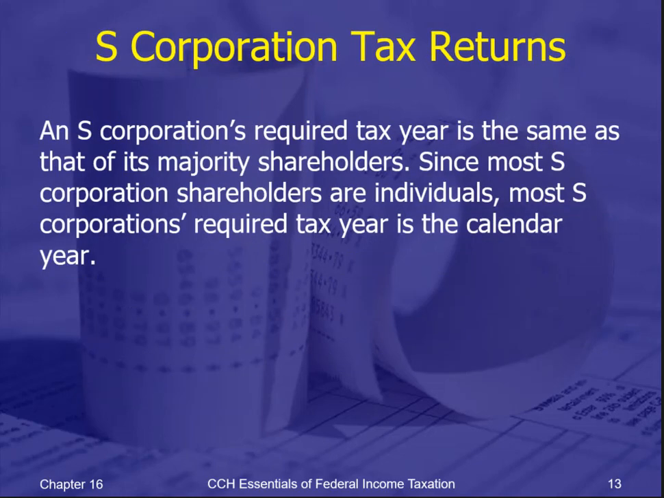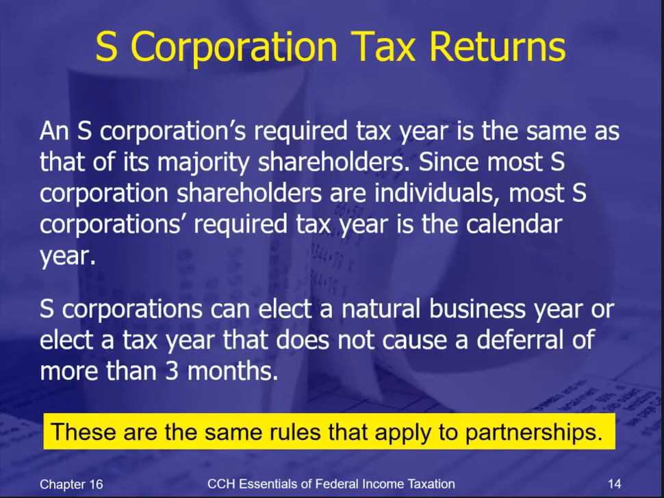Usually you're going to have a calendar year, and so you're going to be the same as your majority shareholders. Because you're not having corporations as shareholders, you don't have as much variability in tax years as you do with partnerships. All right, but you can elect a natural business year. If you have a lot of business at the Christmas time, you can do a year other than the calendar year, as long as it doesn't cause deferral of more than 3 months, so you can go up to September.